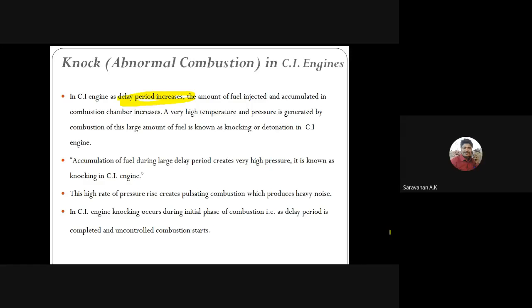I already told that we have the delay period. Two types of delay will be there. One is the physical delay and one more is the chemical delay. What is the physical delay?